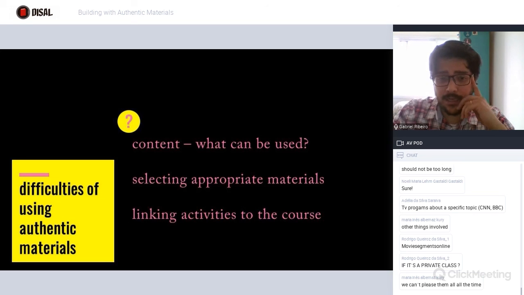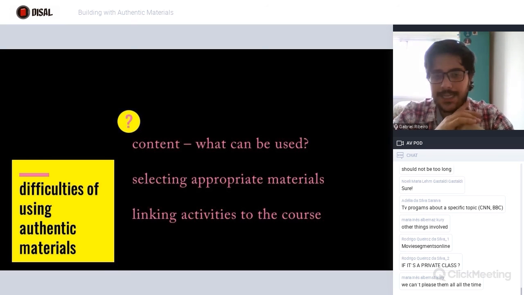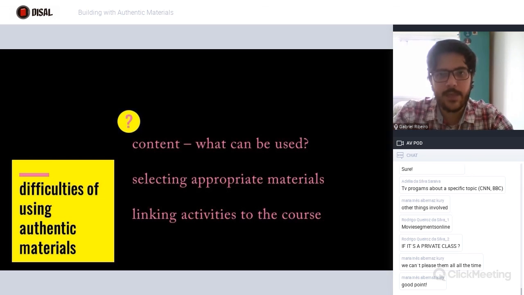I think that the linking of activities to the course here is one of the hardest things with authentic materials. And one of the main reasons why we would want to mix authentic and non-authentic materials. Because if I want my students to focus on a specific structure, and I can use a text that deals only with that structure or mostly with that structure, then there are going to be a lot of advantages of using it.